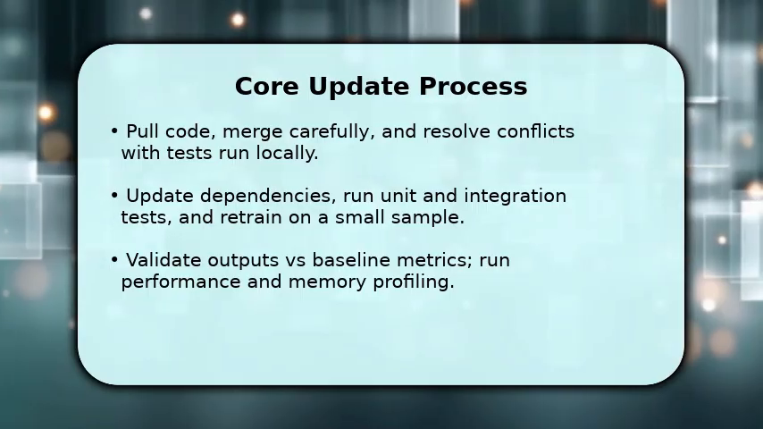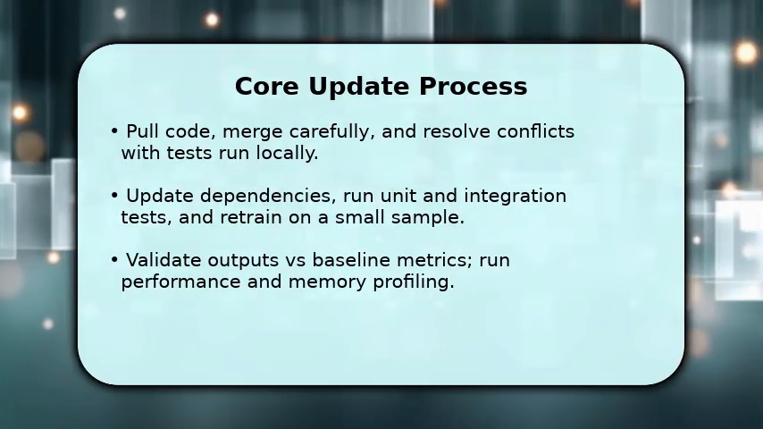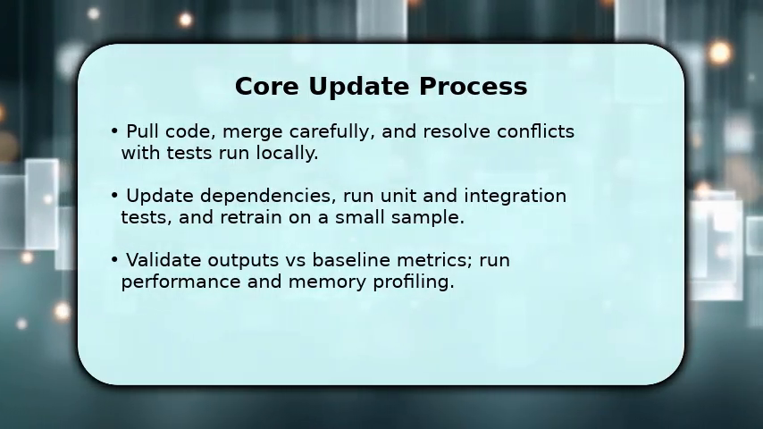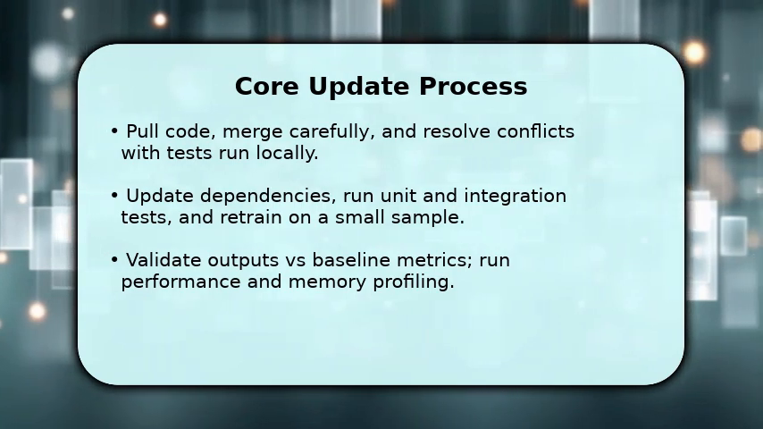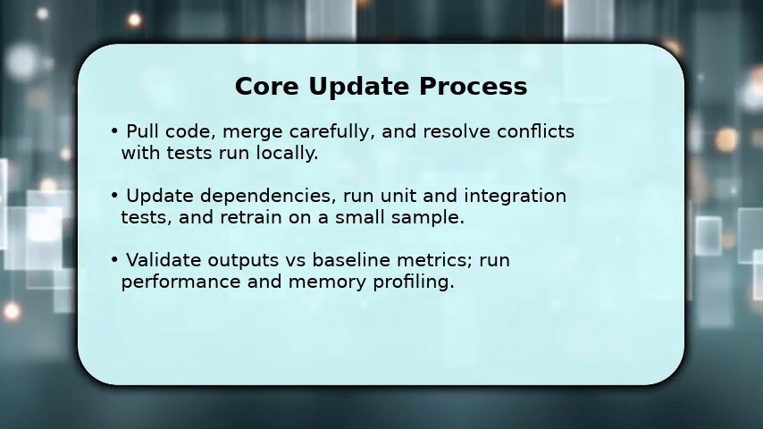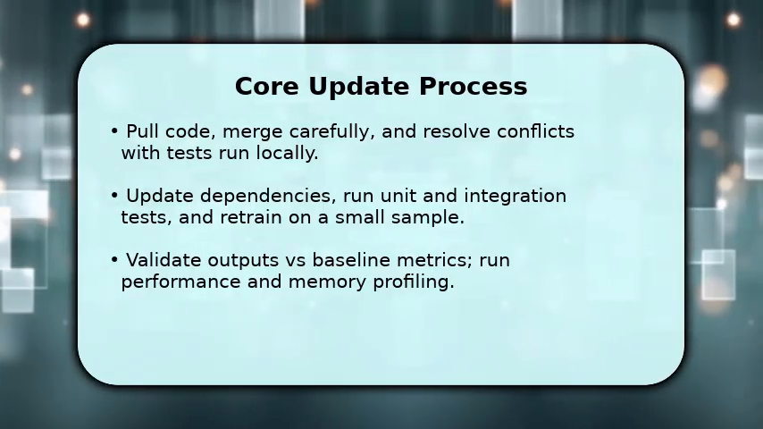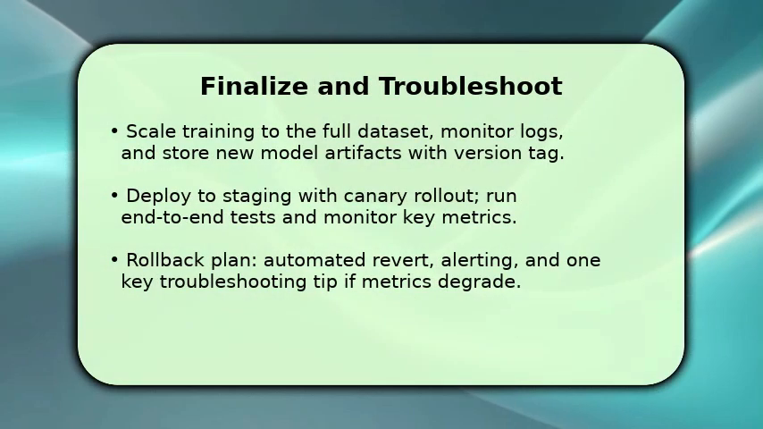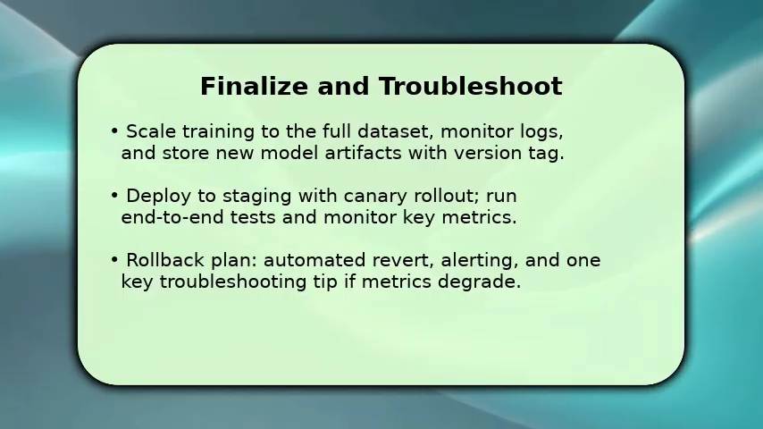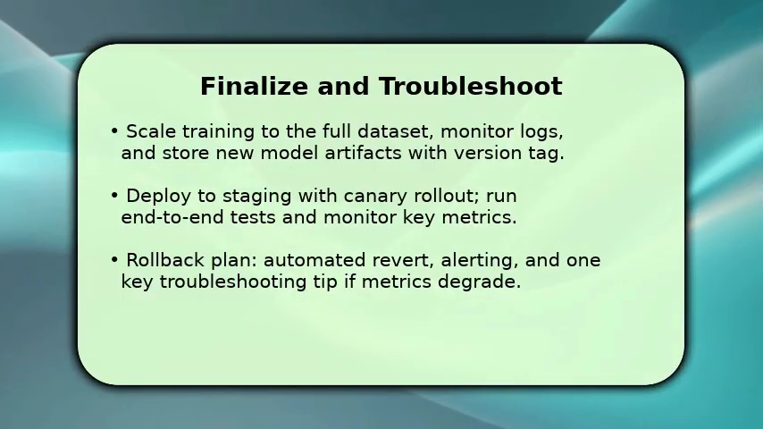Make sure to validate outputs against the baseline metrics and run performance and memory profiling. This shows whether changes improve quality or introduce regressions before scaling up. You finish by scaling the training to the full dataset and saving the new model artifacts with a clear version tag so deployments are traceable.